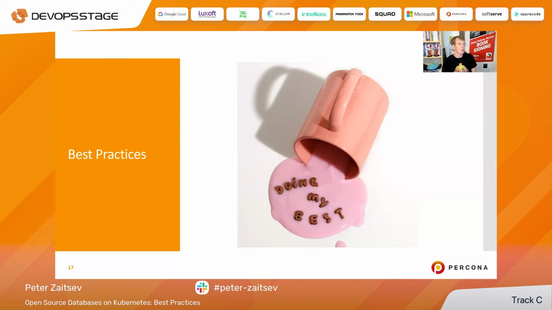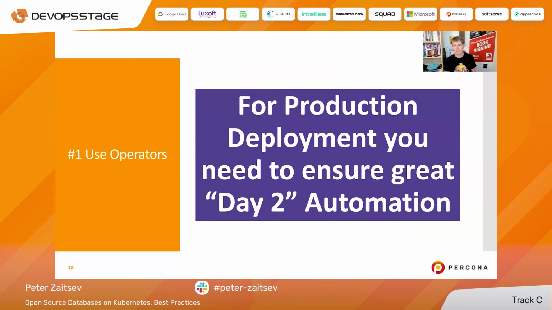Okay, let's go to the best practices then. So number one would be to use the operators. As I mentioned already, that is something which really gives you the day two automation, right? If you just simply use, oh, I use Helm, which deploys a couple of containers and leaves them out there hands off, well, that is probably not going to be a very good idea.